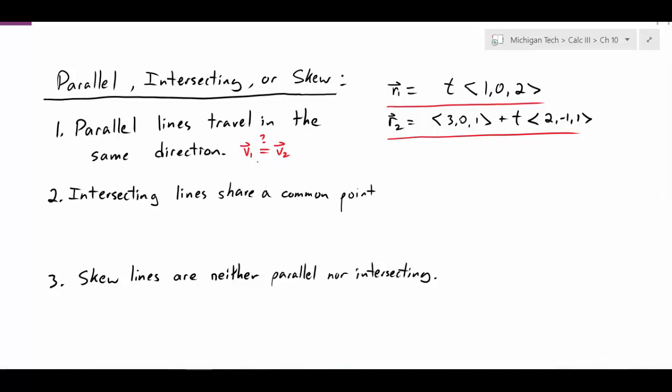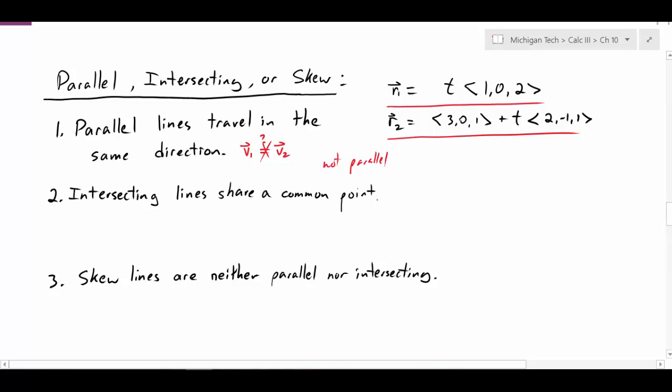R1 has a direction vector of 1, 0, 2. R2 has a direction vector of 2, negative 1, 1. Therefore, these ones are not parallel. Easy as that. Now, what about intersecting?